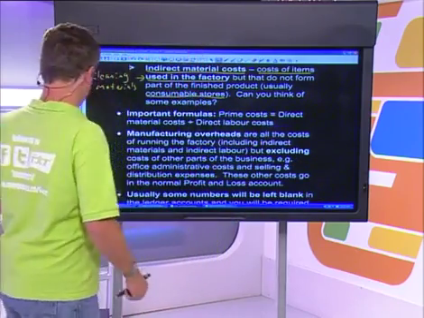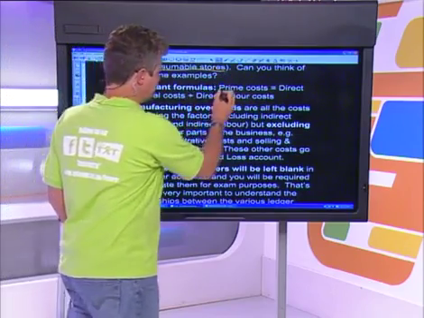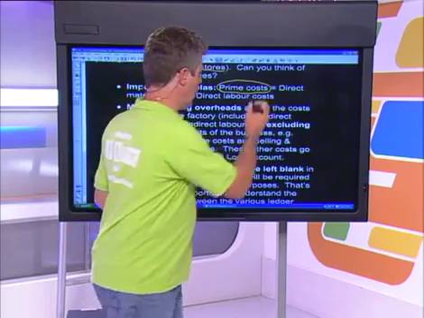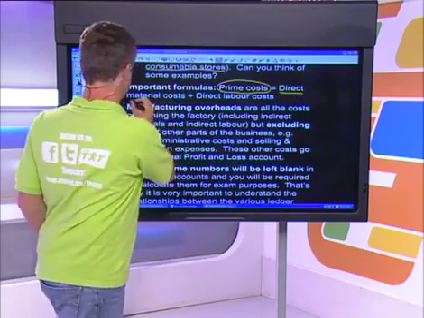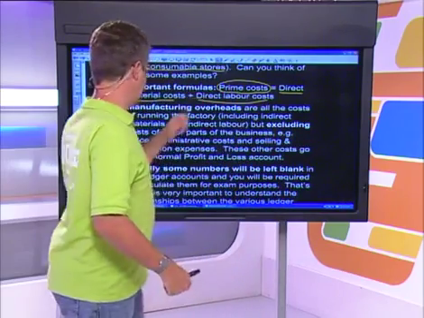Okay, now that you know the difference between those two types of costs, direct and indirect materials and direct and indirect labor, there are just two more important things that you need to know. In the theory, there's an important formula. Sometimes a question will ask you to calculate prime costs. And if you're calculating prime costs, that's very easy. All you do is you take your direct material costs and you add your direct labor costs. So those are the direct costs of making a product. Take direct material plus direct labor, that gives you your prime costs.